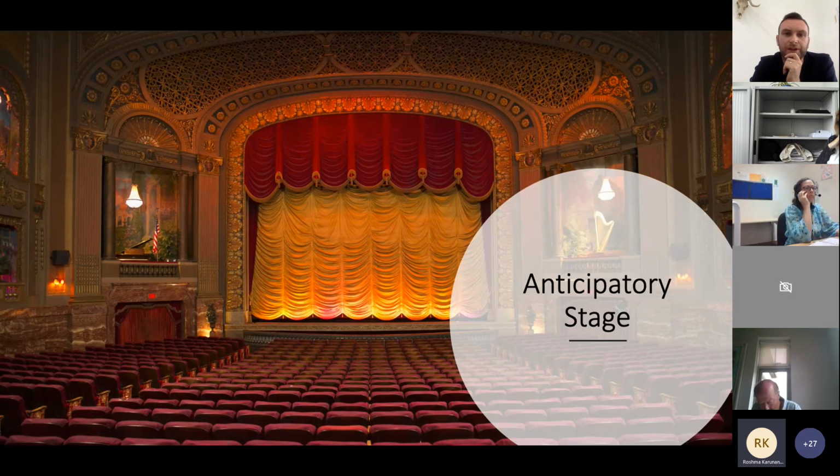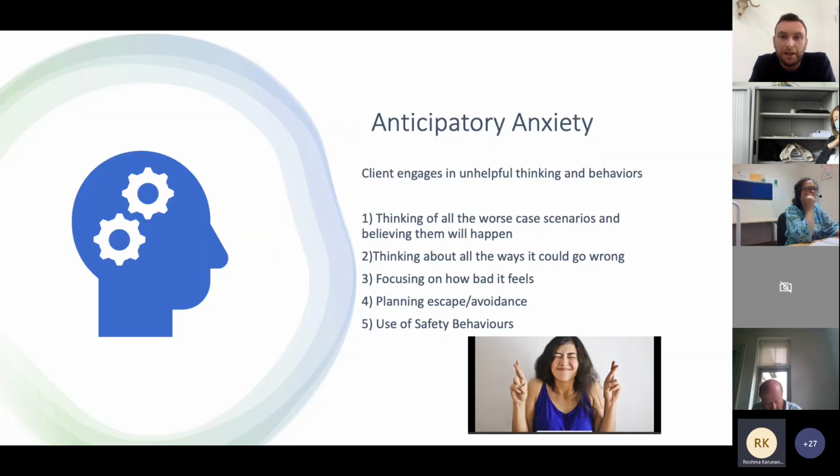The anticipatory stage is before the person leaves the house, for example. At the bottom, you can see a person who has crossed their fingers, hoping that everything goes well. In this stage, what normally happens is people engage in specific behaviours to start to think about the worst scenarios and believe that these will happen. The mind gives them lots of unhelpful ideas about how bad it could go, and they tend to believe it.